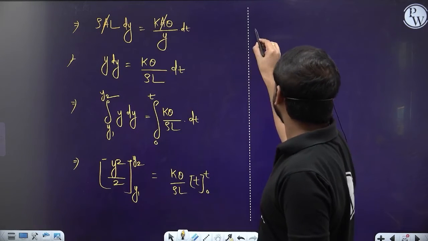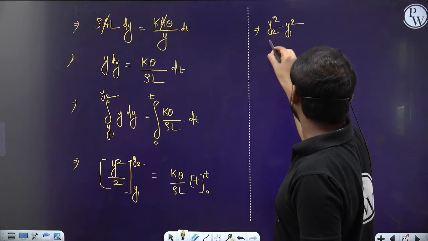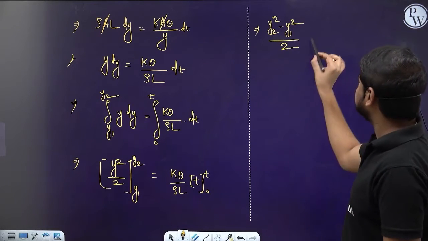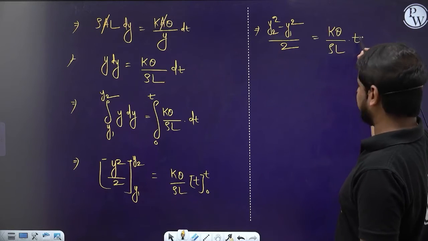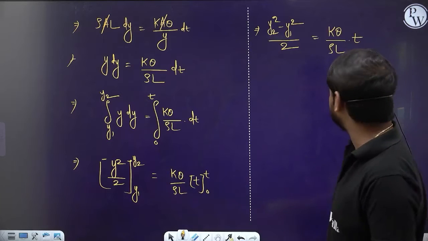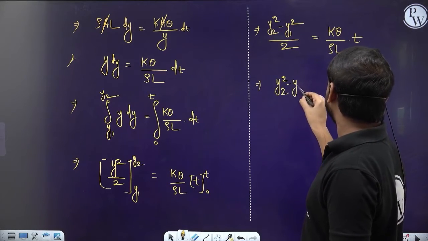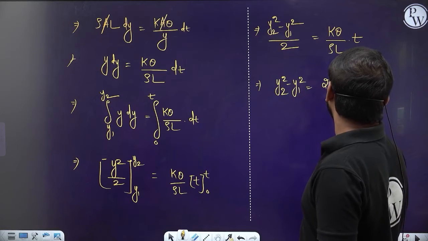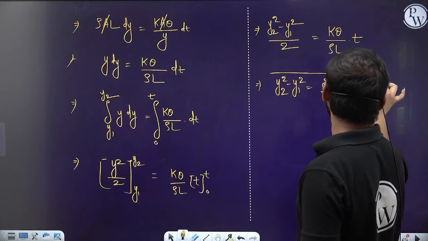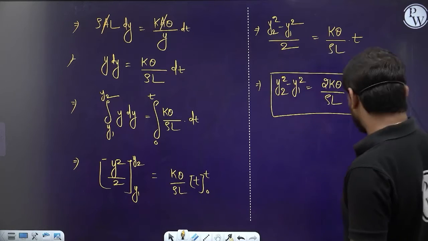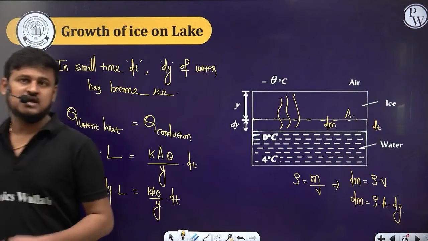Then I got, substituting the upper limit and lower limit, y2 square minus y1 square by 2 is equal to K theta by rho L into the time t, upper limit minus lower limit, t minus 0 is t. So from here, y2 square minus y1 square is equal to 2 K theta by rho L into t. That's it. So this is a formula. Okay. Understand the concept so that you can solve the questions easily, guys. Understand the concept. That's it.